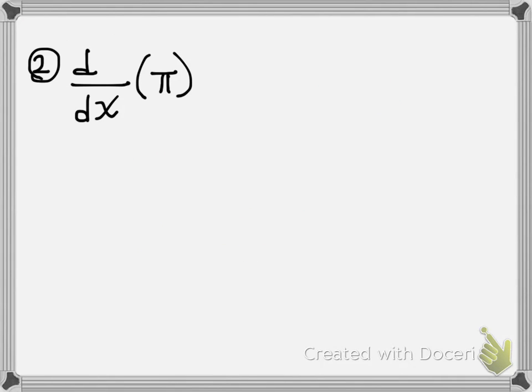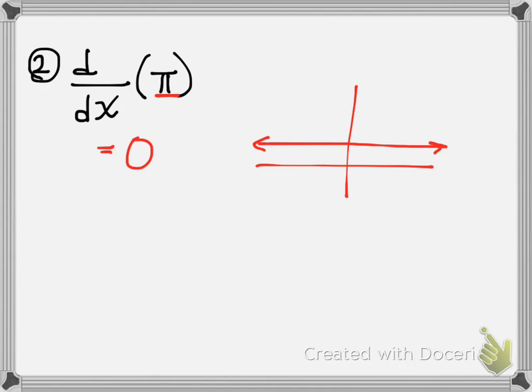Okay, so now the next one, d/dx of pi. So we want to find the derivative of pi. Now how does this fit in? What kind of function is pi? Pi is a number, so this is a constant function. If I thought about what the graph was, it would be a horizontal line right at the y value of pi. Every input has an output of pi, so its derivative is 0. The derivative of every constant is 0. Anytime you take the derivative of a constant, it's 0, no matter what form that constant is.